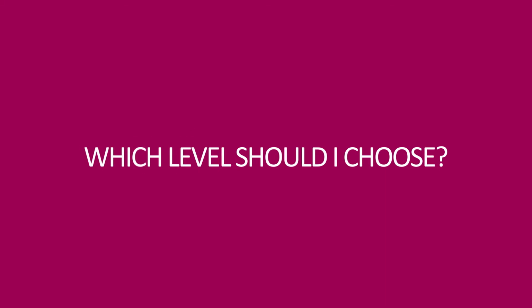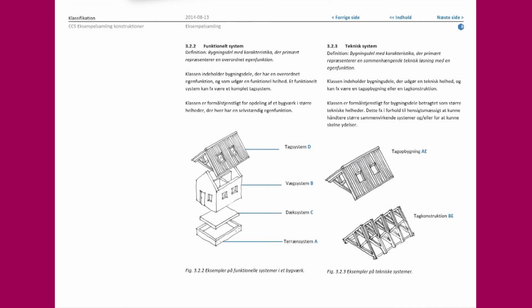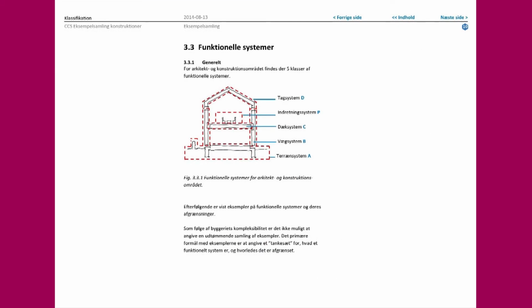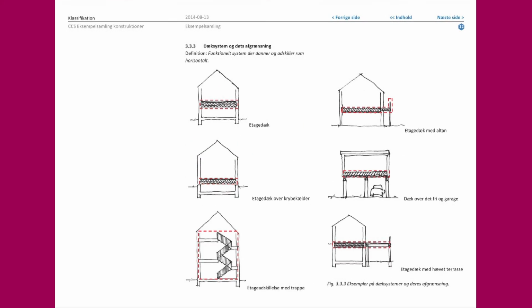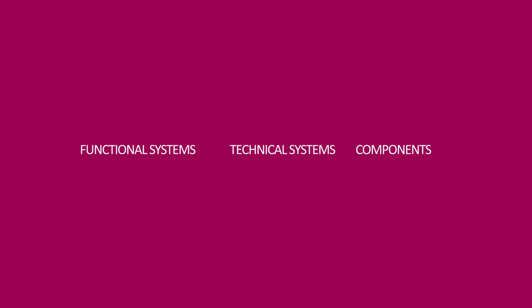But how can a new user make sure that they have chosen correctly? This is where CCS example collection comes into use. The CCS example collection contains a series of illustrated examples and explanations for the codes in the three possible levels. By using the example collection, Rubo architects found that using the technical systems level with a few simple components additions fitted nicely into their process.